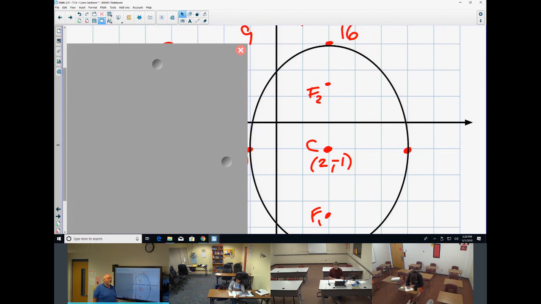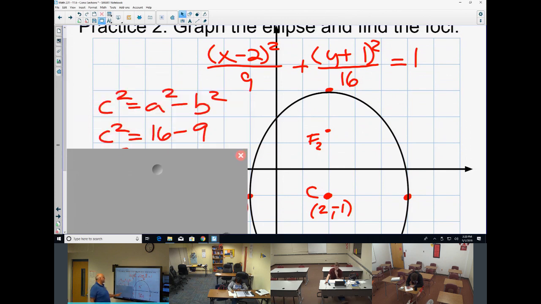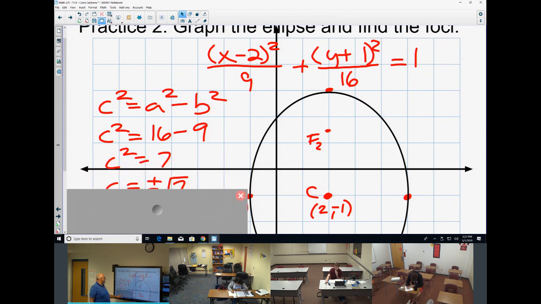All right, Weston, what is C? Little c. The distance from the center to the foci. The square root of 7. Square root of 7 again. Okay? It's not always going to be that, but okay.